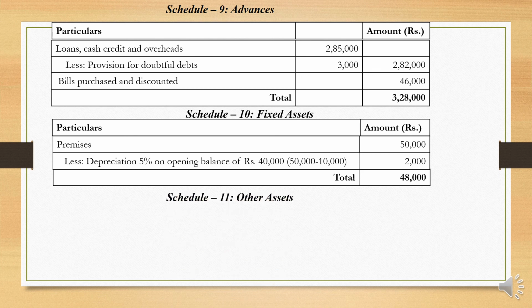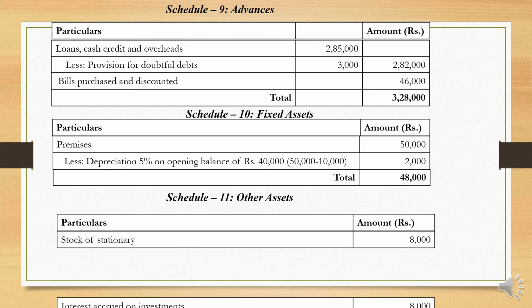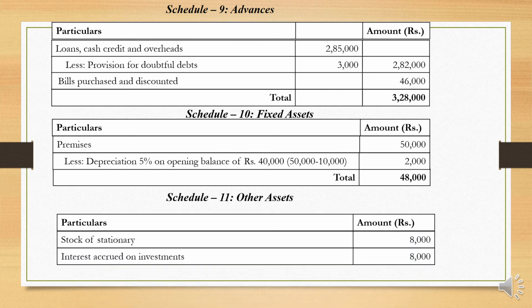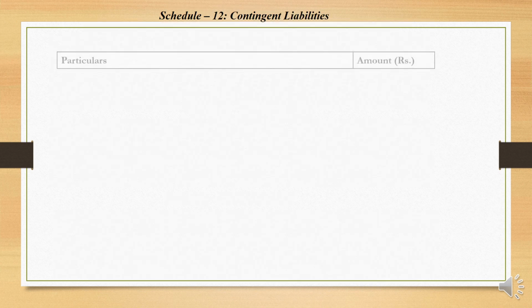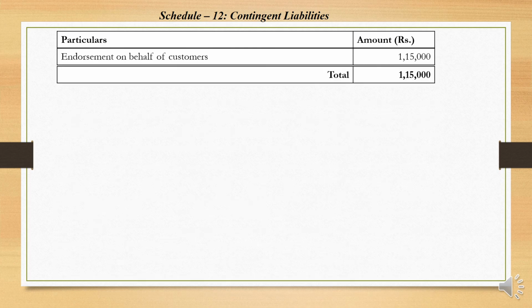Then we'll go to the last one, other assets. Under this heading we have the current assets like stock of stationery 8,000, then interest accrued on investment 8,000. So the total other assets is 16,000. Number 12, the last item. Here we have endorsement on behalf of the customers 1,15,000 and there are no other adjustments here. So total contingent liability is 1,15,000. Now we can directly prepare the balance sheet.